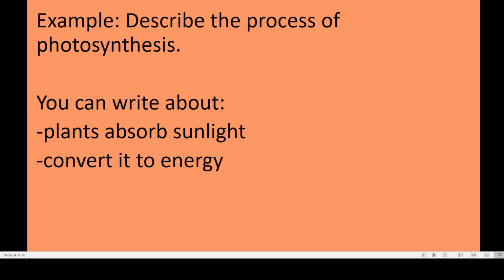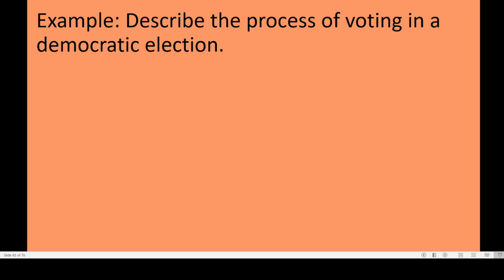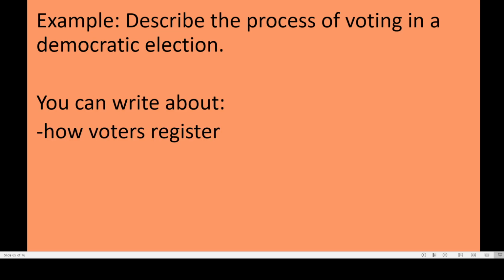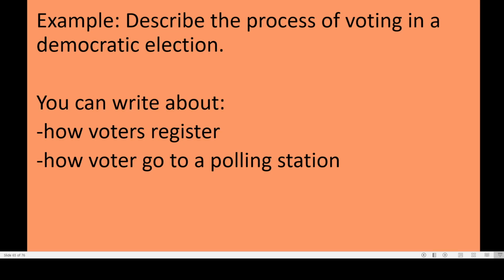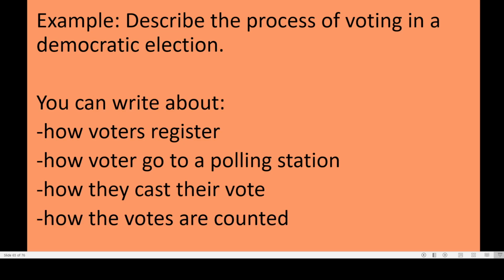Plants absorb sunlight. They convert it to energy. Plants produce oxygen. The process of voting in an election. So perhaps you could write about how to register to vote. Voters go to their place to vote. How they actually vote. So you'll do a logical process. First, second, third, fourth, then finally. And then maybe how the votes are counted.